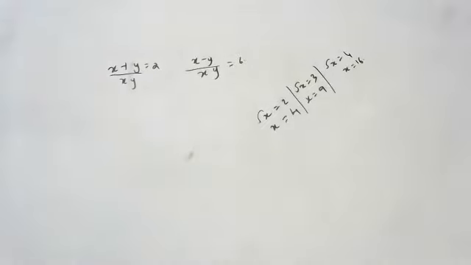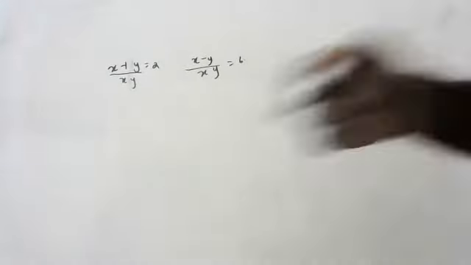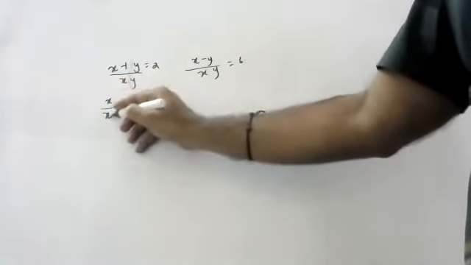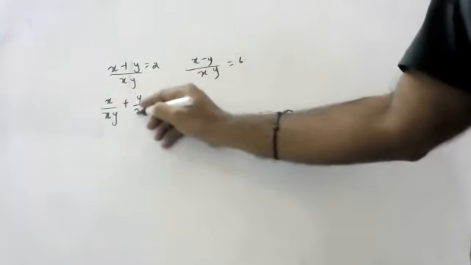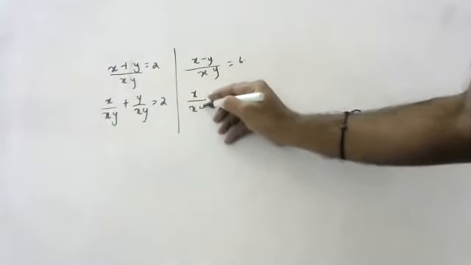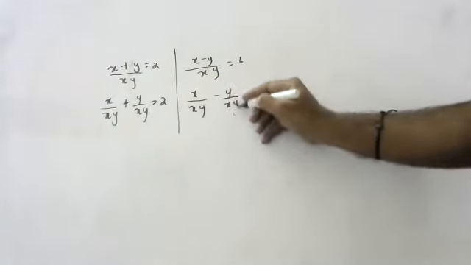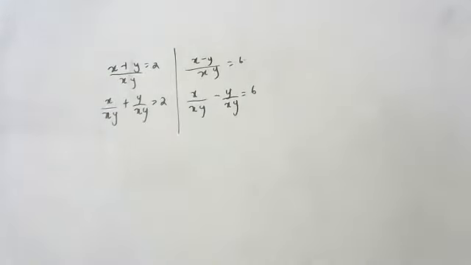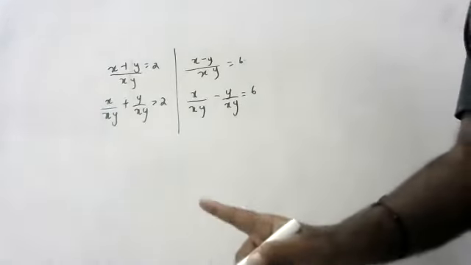It's not a confusing question. First you have to split and show. How do you split? x by xy plus y by xy is equal to 2. This is first. And here, x by xy minus y by xy is equal to 6. Like this you have to split and show, okay?